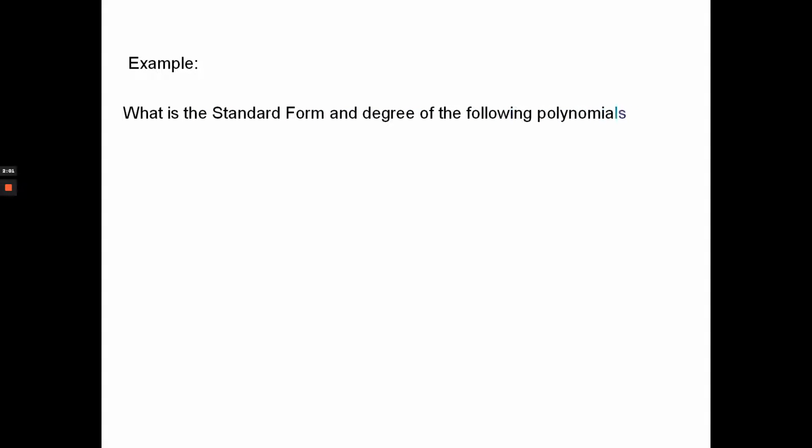Example: what is the standard form and degree of the following polynomials? Our first example is 3x cubed plus 4x to the fourth minus 2x plus 1. Putting it in standard form, we find our highest power, which is 4x to the fourth, and that's going to go first. It's followed by our next highest power, which is 3x to the third, then minus 2x, and then plus 1. So that is now in standard form. Our degree is 4, so this is a quartic polynomial.